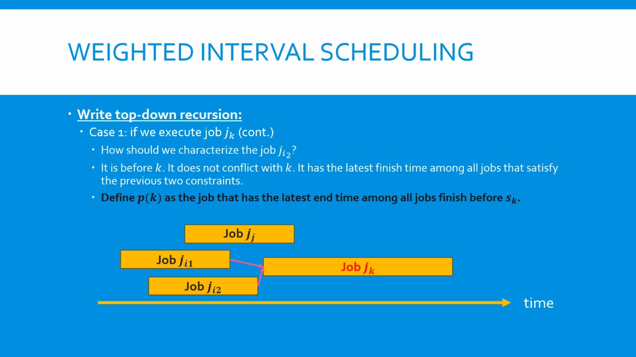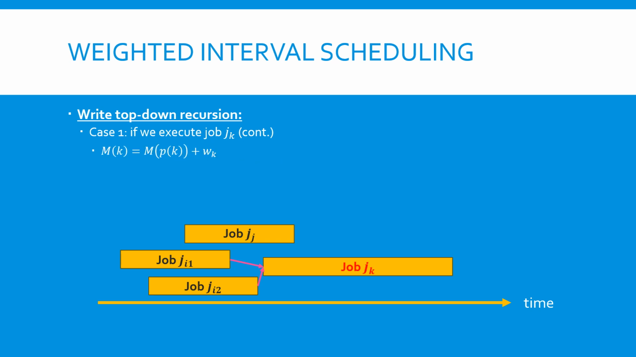Together, we can generalize Ji2 as the job that has the latest finish time among all jobs that finish before Sk, and we denote this job Pk. In other words, if the job Jk is scheduled, the corresponding solution depends on Pk. Thus, we can compute Mk as Mpk plus Wk, assuming that the job Jk is scheduled.